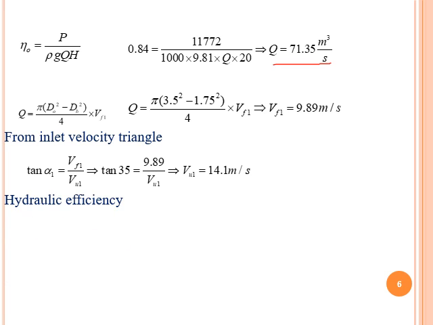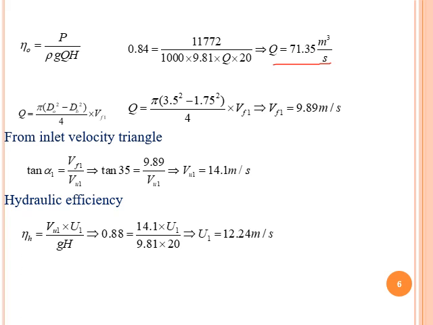By using the hydraulic efficiency formula, the hydraulic efficiency is given by the ratio of Vu1 into U1 by gH. The hydraulic efficiency is given as 88%, that is 0.88. Vu1 is calculated as 14.1. U1 is unknown, and in the denominator g into H, the value of g is 9.81, and the head maintained here is 20. So now the U1 value is calculated, and that value is 12.24 meter per second.